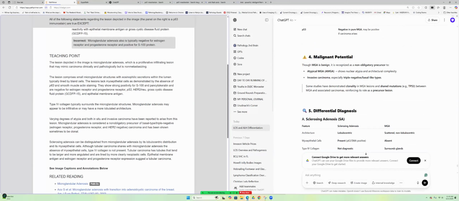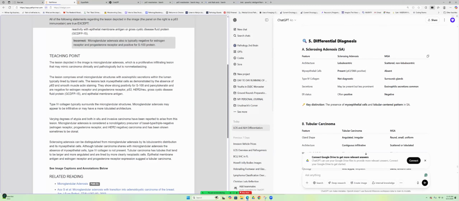Polycystic disease fluid protein. Differential diagnosis: how do you differentiate microglandular adenosis from sclerosing adenosis? Architecture: sclerosing adenosis is lobulocentric. Both have small glands, but sclerosing adenosis is concentrated around lobules, whereas microglandular adenosis is scattered and dispersed in fat cells. It's not lobulocentric.